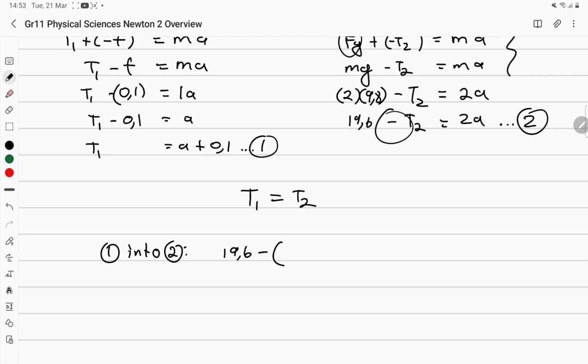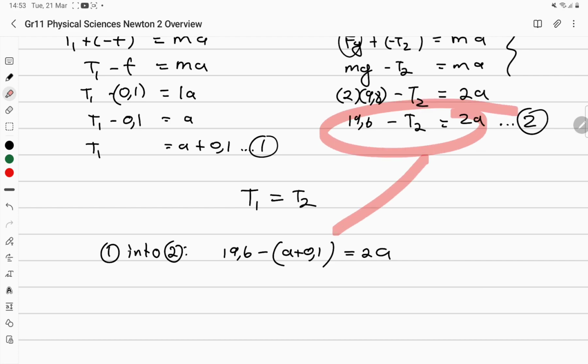We leave that negative outside. We don't mess with that. We're just going to deal with that T2, and we're going to substitute in the brackets. So T1, which is equal to T2, will be equal to that value, a plus 0,1. And that will be equal to 2a. So you see, I took this equation, I rewrote it, but I substituted that T2 with whatever that T1 was, which is that. And I left that negative on the outside.